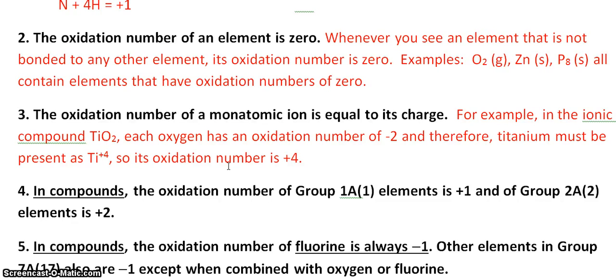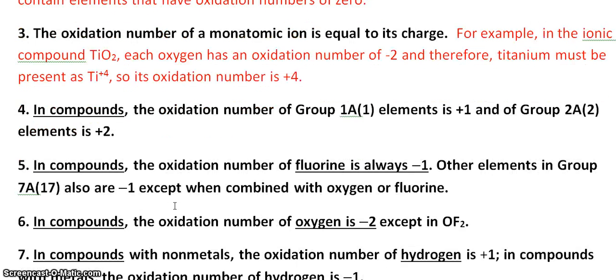In compounds, the oxidation number of group 1A elements is plus 1 and group 2A elements is plus 2. So, for example, in compounds such as sodium chloride, sodium is going to have an oxidation number of plus 1. It's really just an extension of the previous rule. Calcium chloride, calcium is going to have an oxidation number of plus 2.